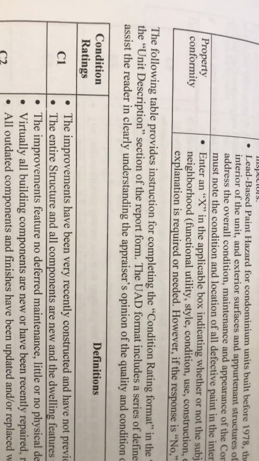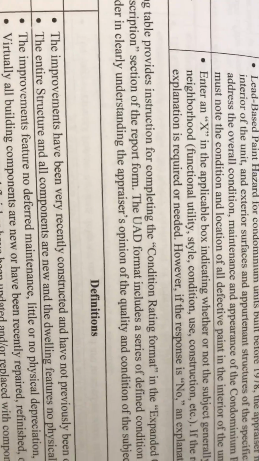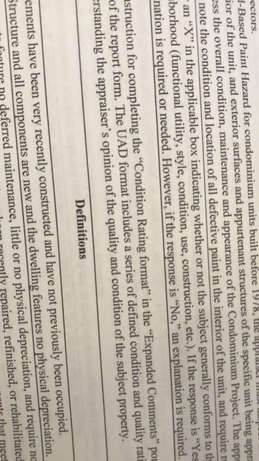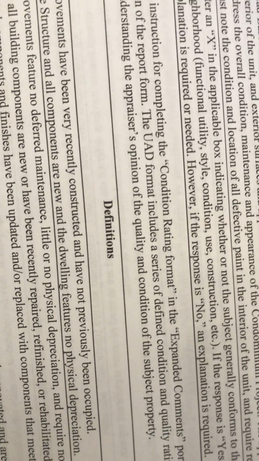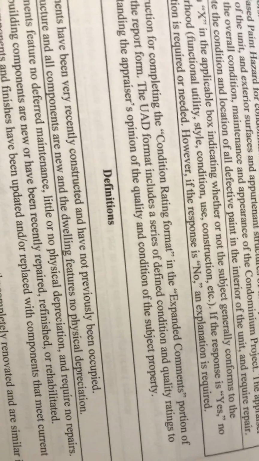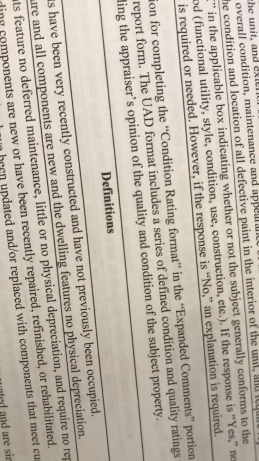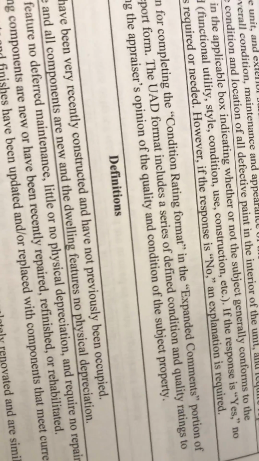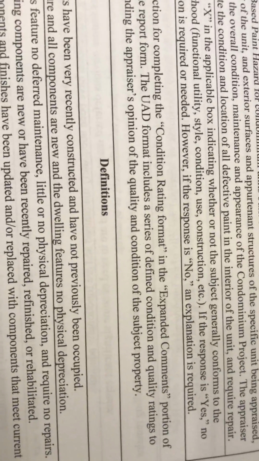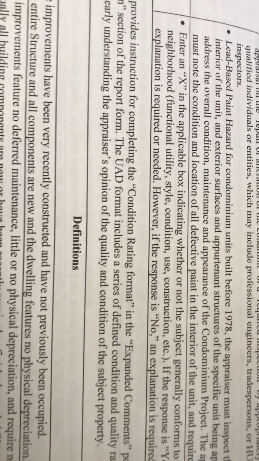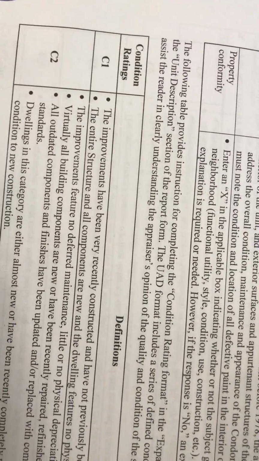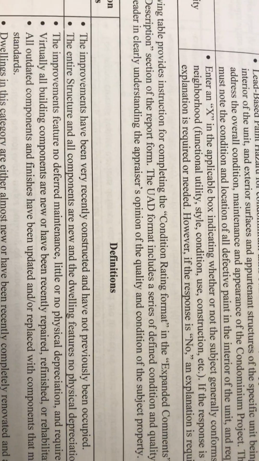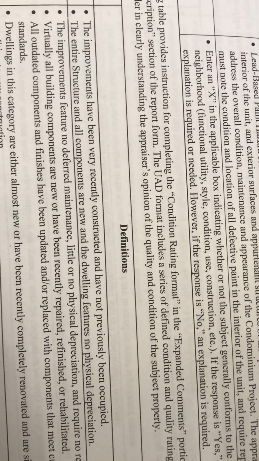Field: property conformity. Protocol: enter an X in the applicable box indicating whether or not the subject generally conforms to the neighborhood. Functional utility, style, condition, use, construction, etc. If the response is yes, no explanation is required or needed. However, if the response is no, an explanation is required. The following table provides instruction for completing the condition rating format.